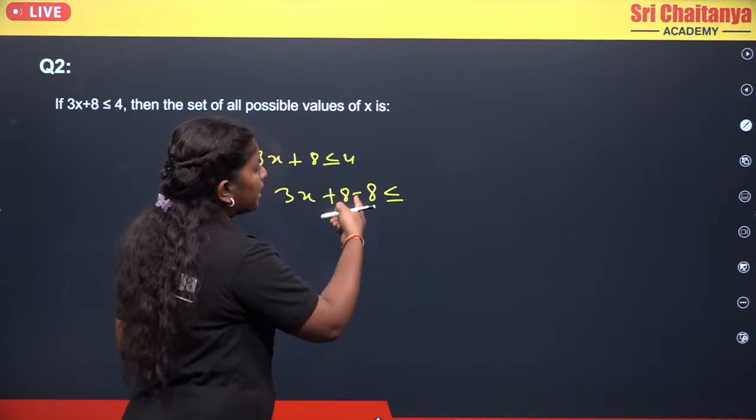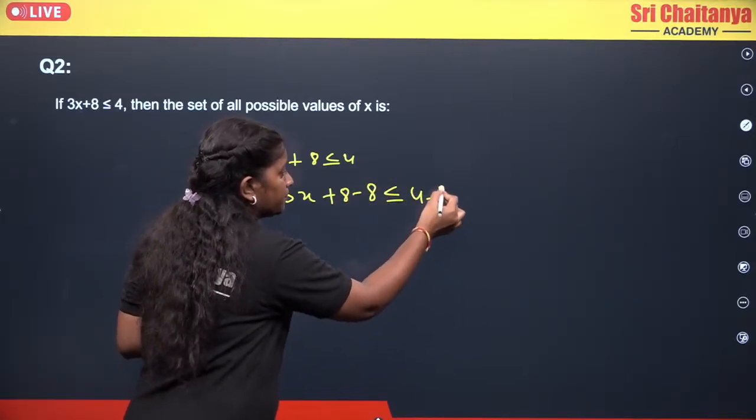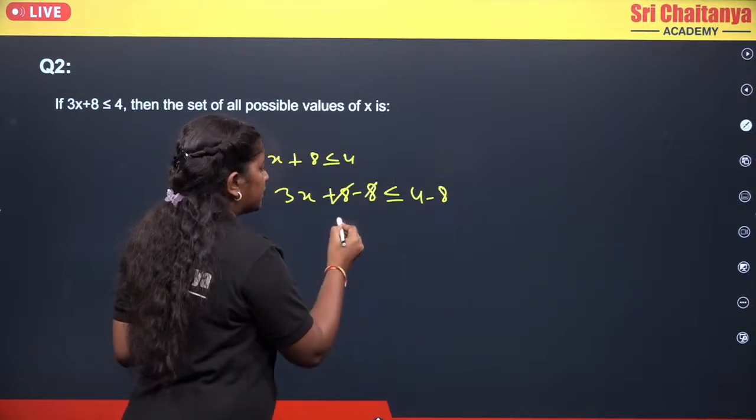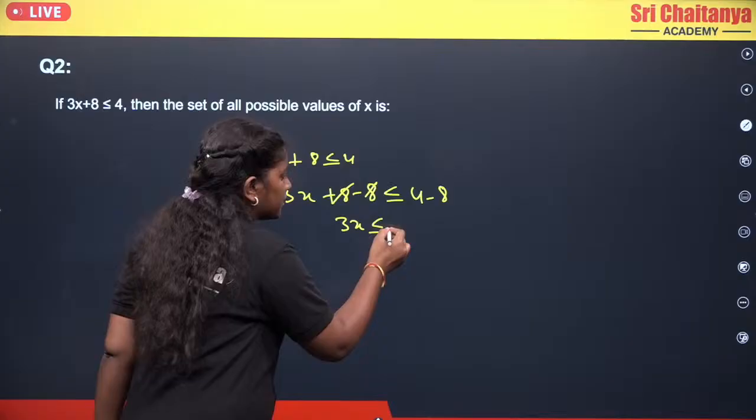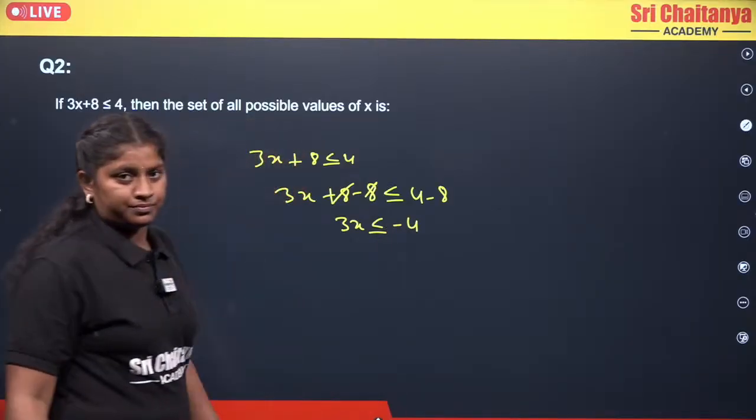So as we are doing minus 8 here, we have to do it here also. So now plus 8 and minus 8 will get cancelled. So it will become 3x less than or equal to 4 minus 8, which will give you minus 4.